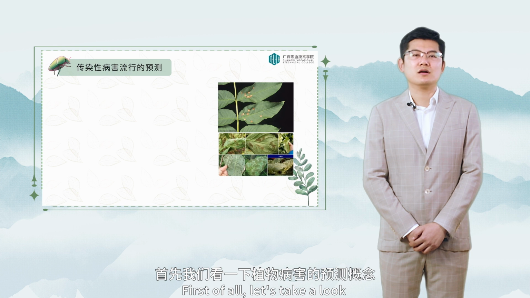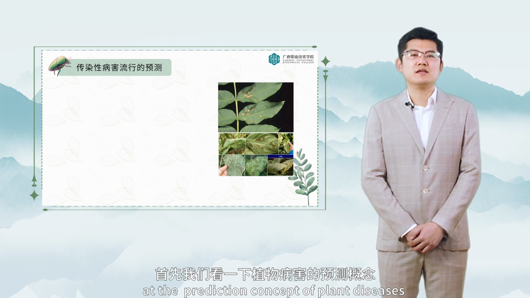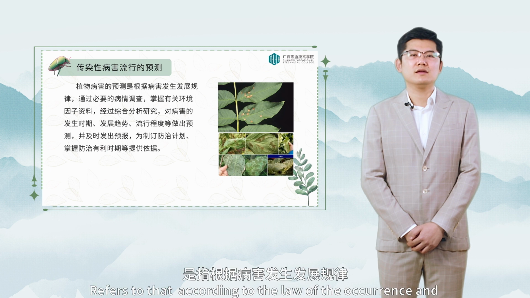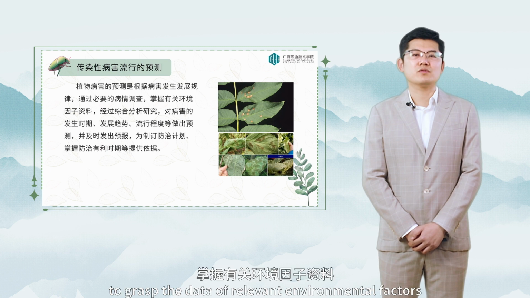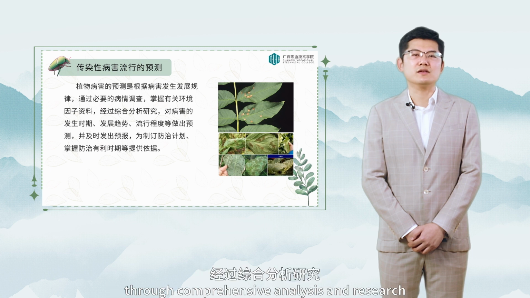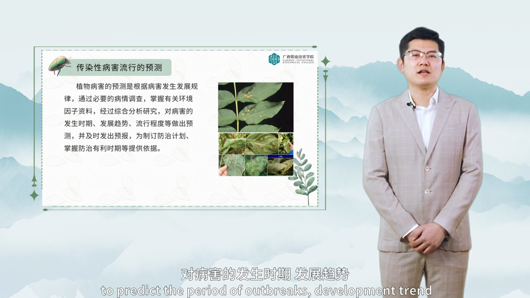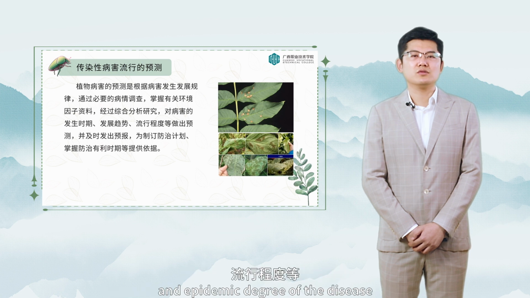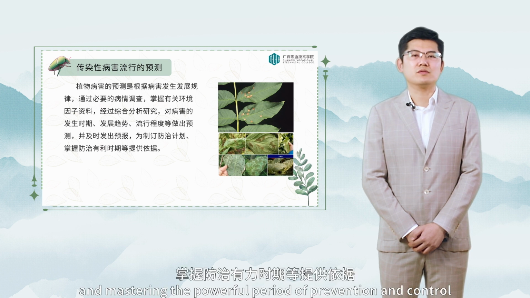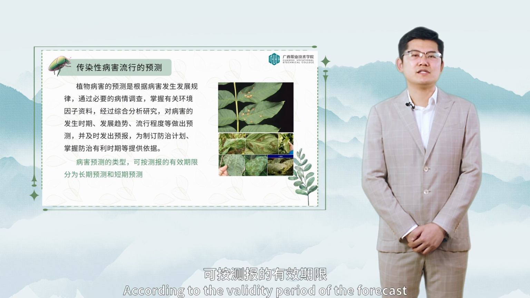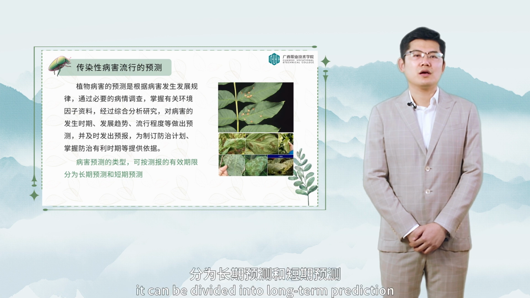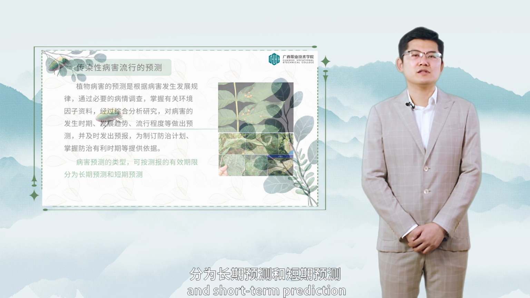First of all, let's take a look at the prediction concept of plant diseases. The prediction of plant diseases refers to predicting, according to the law of the occurrence and development of the disease, through the necessary disease investigation, and by grasping the data of relevant environmental factors through comprehensive analysis and research, the period of outbreaks, development trend, and epidemic degree of the disease, and mastering the best period of prevention and control. According to the type of disease prediction and the validity period of the forecast, it can be divided into long-term prediction and short-term prediction.